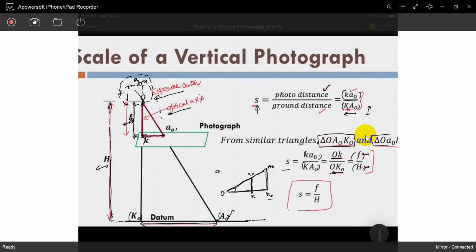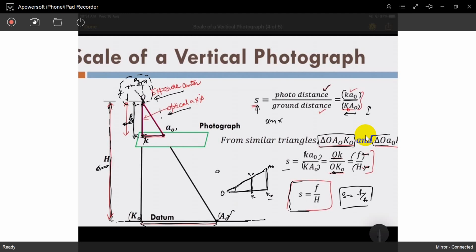So what is the scale? Scale S is equal to F by H. That is the scale. F by H. Understood? That is the scale: photo distance by ground distance. So if you know the photo distance of 5 centimeters, you can get exactly how much distance on the ground. Can you get it?